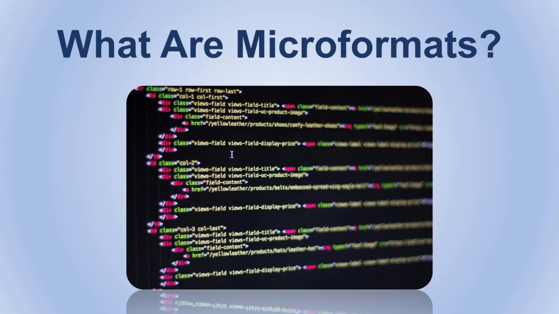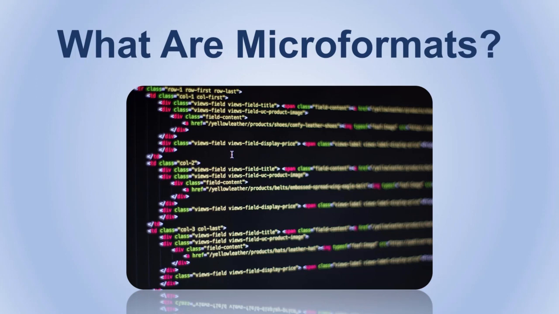So we're going to start our video by explaining what are microformats. So microformats are the bits of code that basically explains your information. Think of them as a label to your different parts of content. Let's say you have a business phone number. Then these microformats will tell Google or search engines in general that this is their phone number.